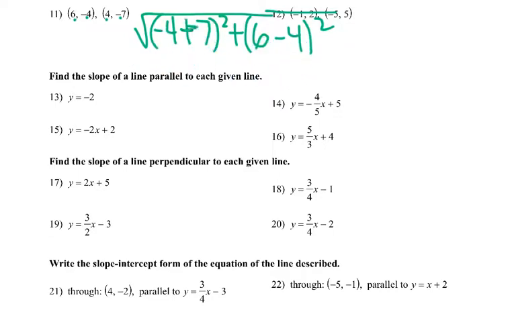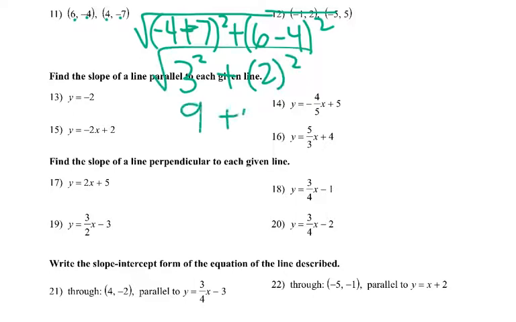They're in the first position. So that's plus. Negative 4 plus 7 is 3, squared. 6 minus 4 is 2, squared. 3 squared is 9. 2 squared is 4. 9 plus 4 is 13. And we'd get the square root of 13 for our answer, which is about 3.6.